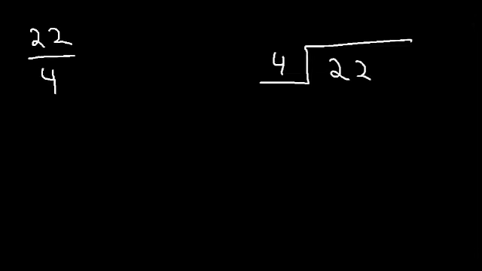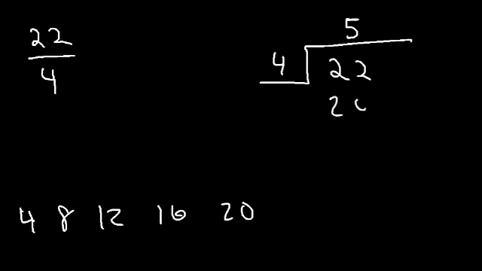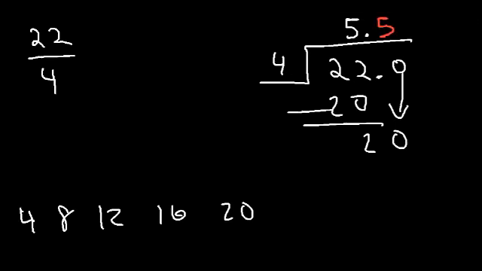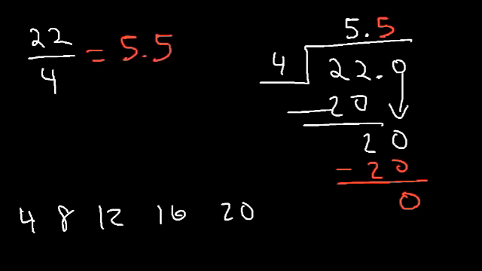So how many times does 4 go into 22? So if we write out the multiples of 4, it's 4, 8, 12, 16, 20. 24 is too much. So 4 goes into 22 at least 5 times. So 4 times 5 is 20, and the difference is 2. We're going to add a decimal point, and then bring down a 0. Now, 4 goes into 20 5 times, so we get another 5. And when we subtract these numbers, the remainder is 0. So this is equal to 5.5.